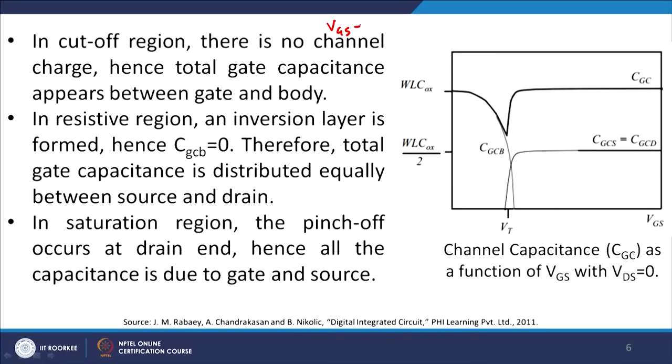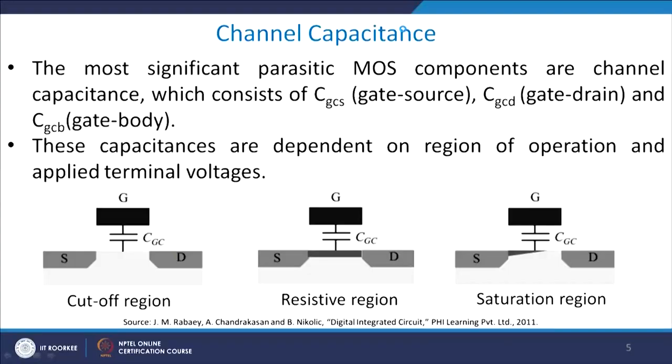Now, what will happen when you have cutoff mode? Let me come to the next case. In the cutoff mode, when VG is less than VTH, there will be no channel formed, as I discussed with you, and hence the total gate capacitance appears between gate and body. So it will be fully between gate and body. Out of the three here, gate-source, gate-drain, and gate-body, all the capacitance will be governed by gate and body. There will be no contribution from gate and source and gate and drain.